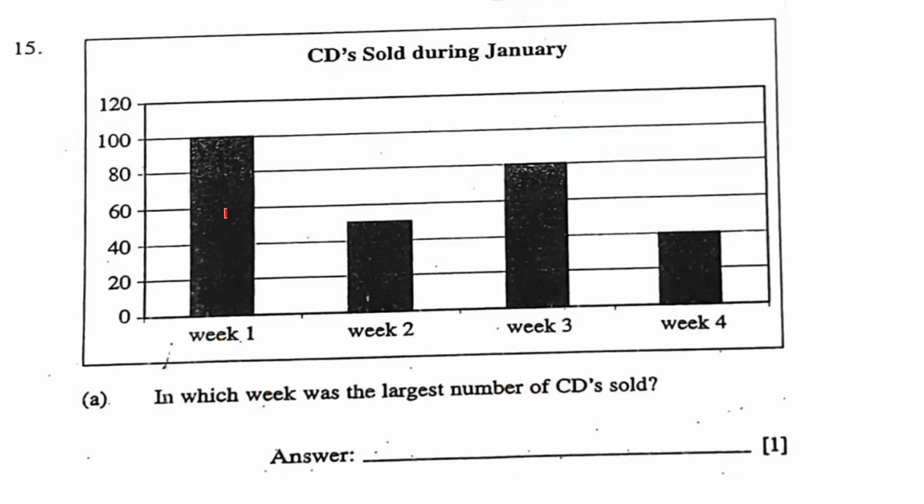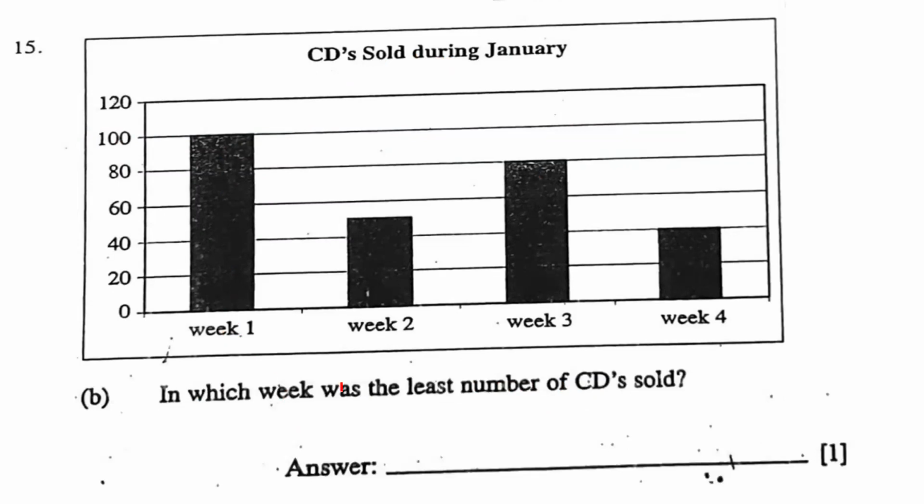Well, for week 1, that definitely has to be the largest because as you can see, the bar here is the tallest. And there were 100 CDs sold in week 1, so week 1 is the largest. The one that comes in second place would be week 3 with 80. Okay, let's move on to the next question.